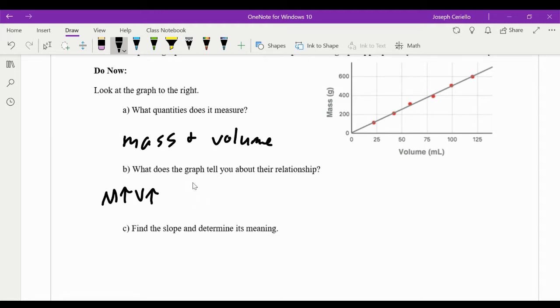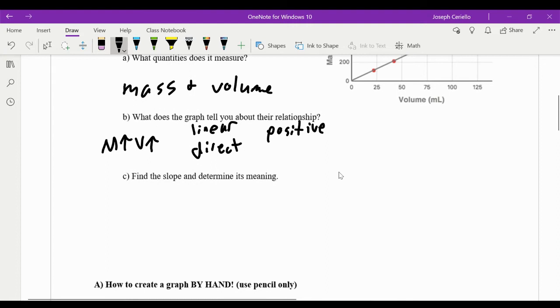The other thing you could say is that this graph is linear. A lot of you were saying that. This graph has a direct relationship. It has a positive relationship. All of those are right. A couple of them that I'm really going to emphasize, though, are linear, and as one goes up, the other goes up. Find the slope and determine its meaning.